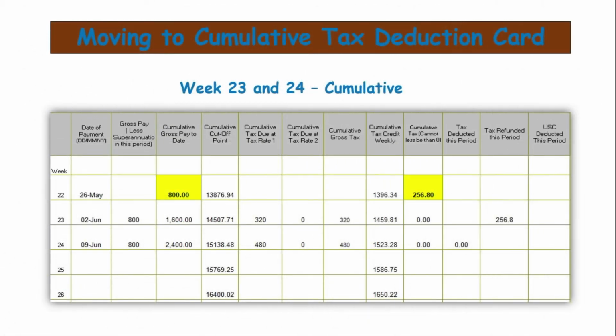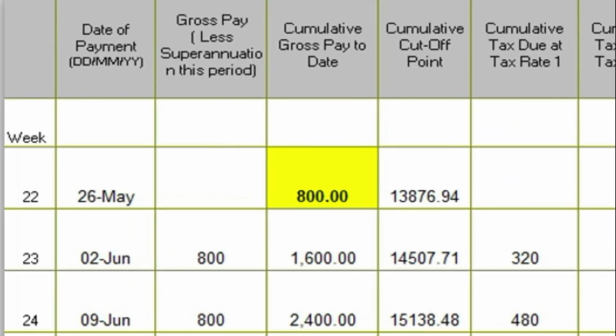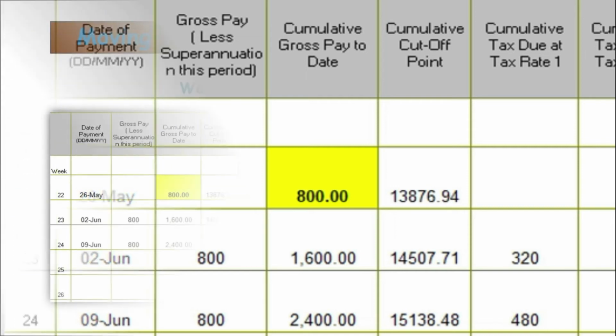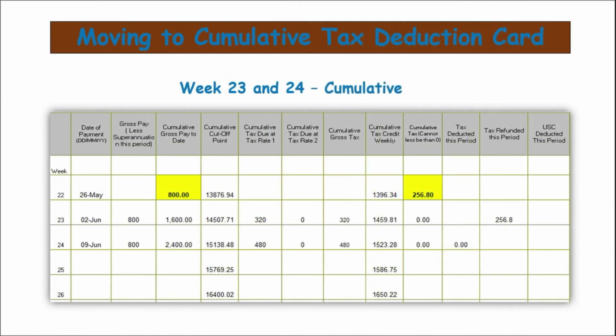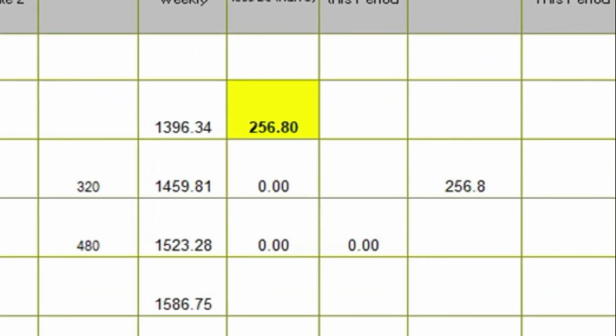Looking at the cumulative tax deduction card, you can see the figures from the transfer sheet have been entered on week 22. You will also note that no calculations are done on week 22, the calculations start on week 23. Having all the previous gross pay entered in week 22 allows us to get the cumulative gross pay in week 23. Likewise, having all the previous tax paid entered in week 22 allows us to get the cumulative tax and tax deducted this period for week 23.